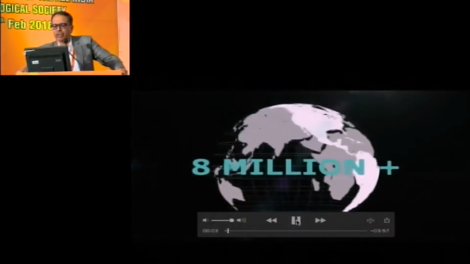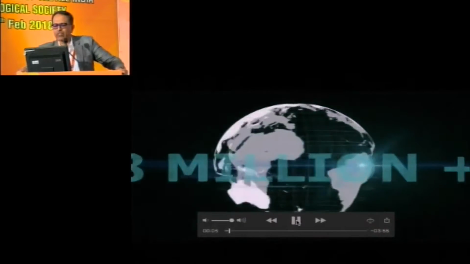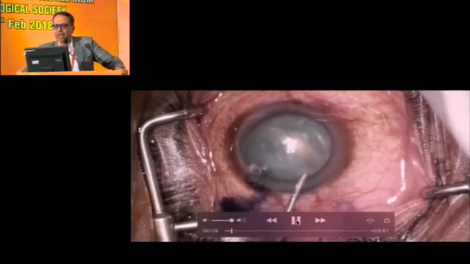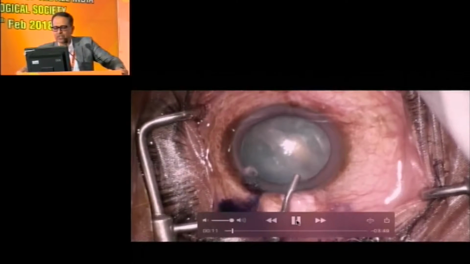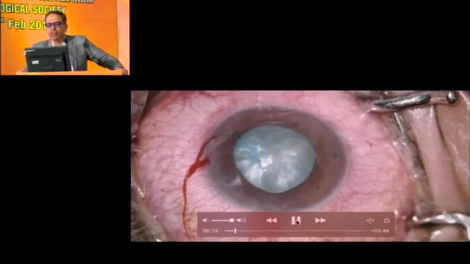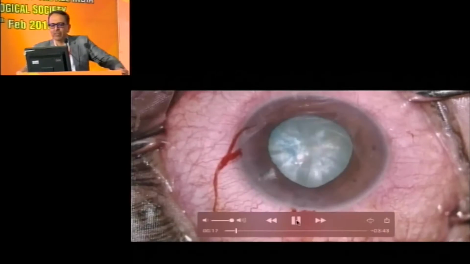There are more than 8 million phacoemulsification procedures performed in one year. 0.8% of them have anterior capsular tears. So this means that there are more than 65,000 times that we have an anterior capsular tear.